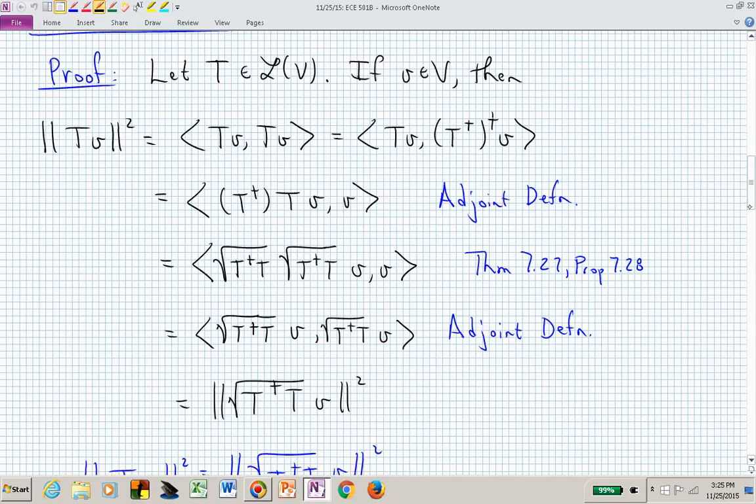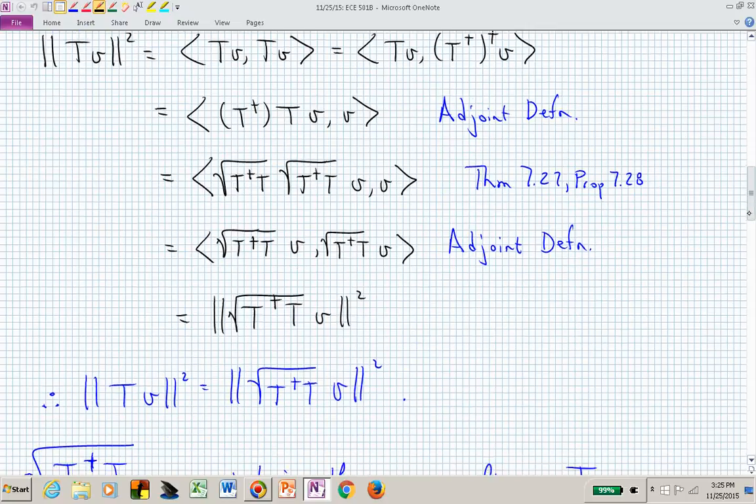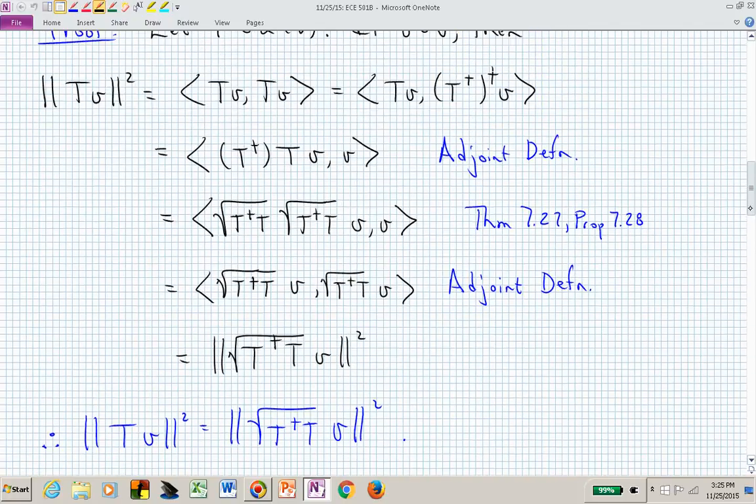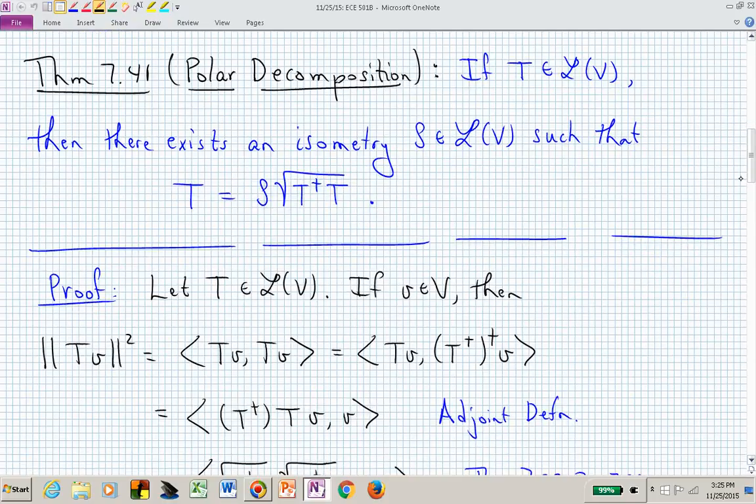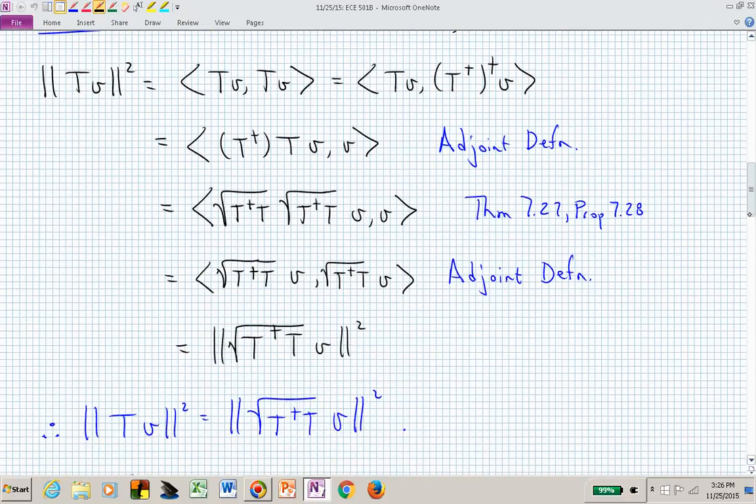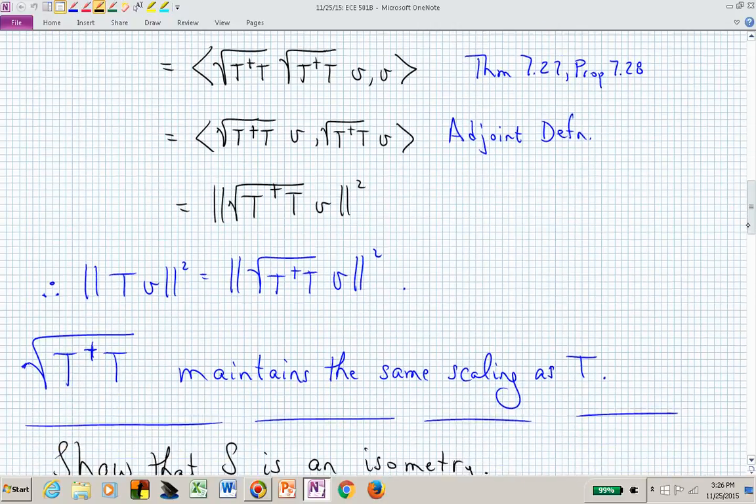The first thing that we did is we demonstrated that the square root of T dagger T preserves the scaling properties of T. And that was the first part of our proof. And that's good because S is the isometry. That's only conveying directional information. It's not going to influence the scaling, which means that if T scales in any way, shape, or form, we want that positive operator, the square root of T dagger T, to capture that. And that's what this first equivalence of norms condition allows us to conclude.